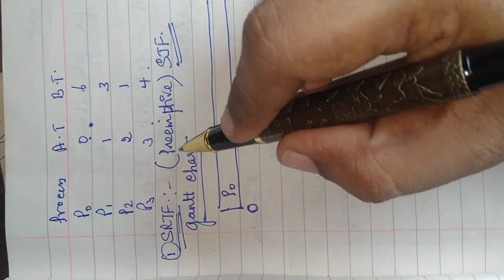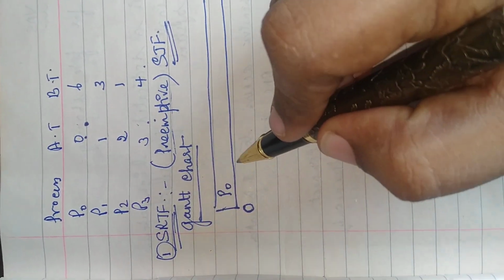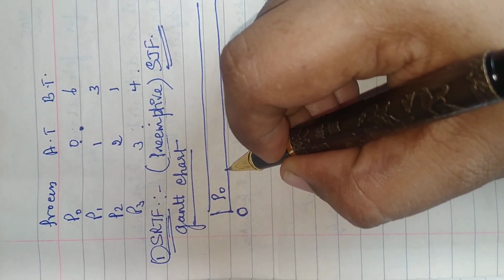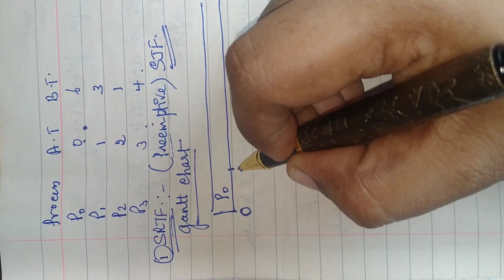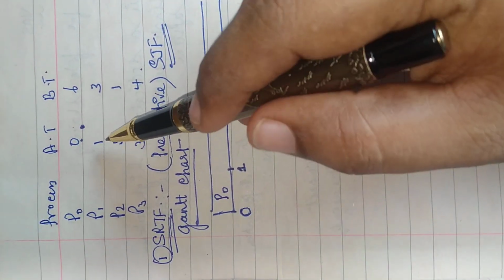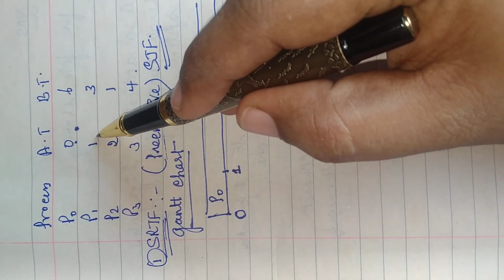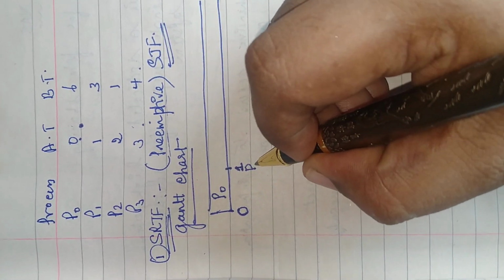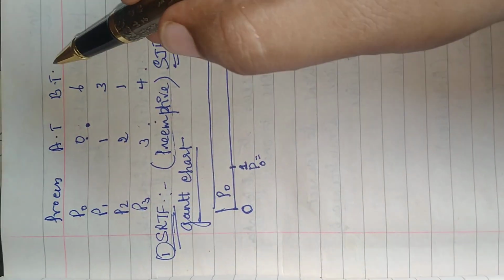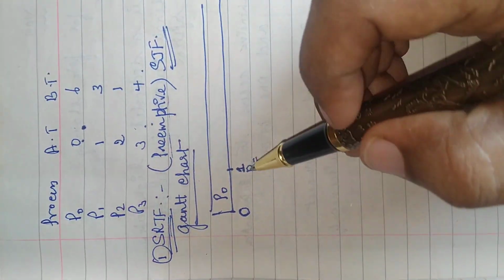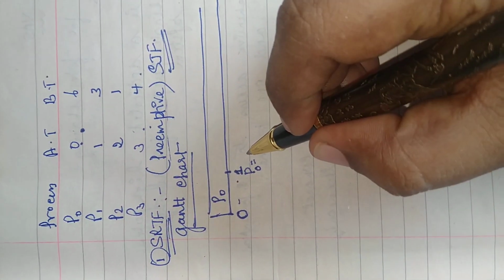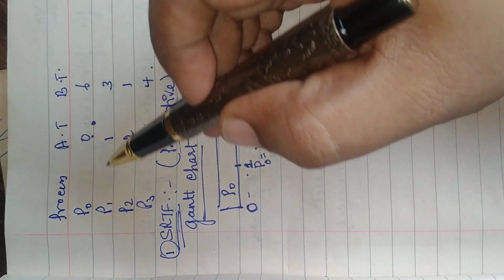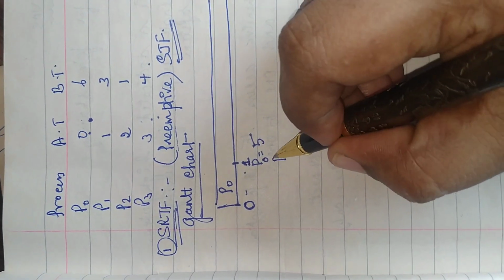Since this is preemptive, you cannot allow P0 to complete the entire 6, but you have to check. At what time? At 1 millisecond, because at 1 millisecond you have another process P1 coming in. So at 1 millisecond you have to stop and check. P0 actually requires 6 milliseconds to complete, but out of that 1 millisecond you have completed, so 5 is remaining. And at 1 millisecond you have another process P1 coming in.